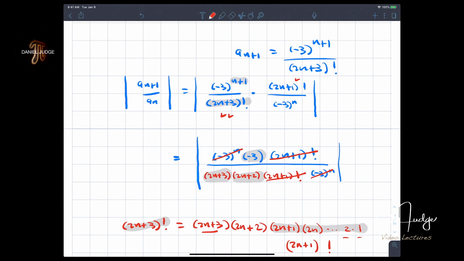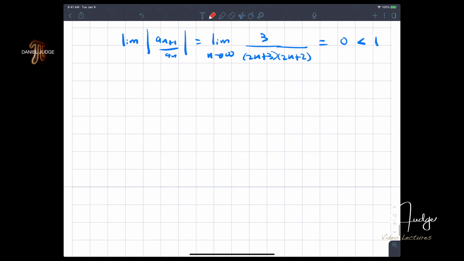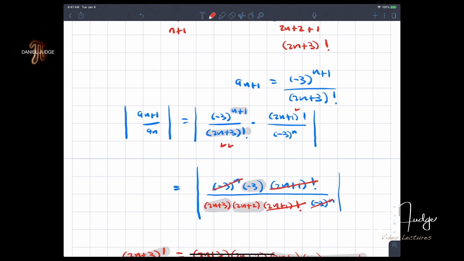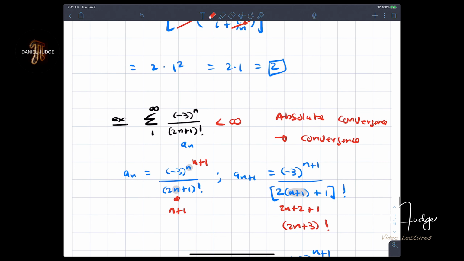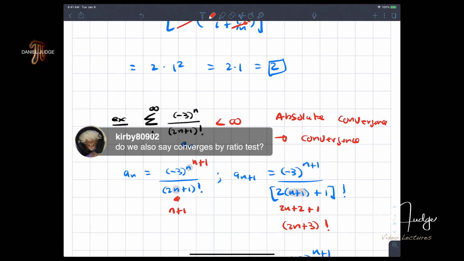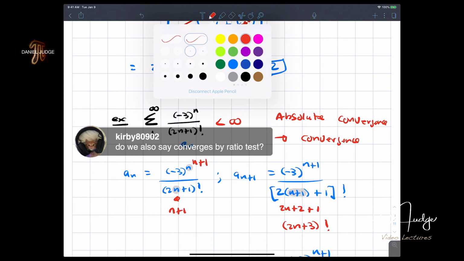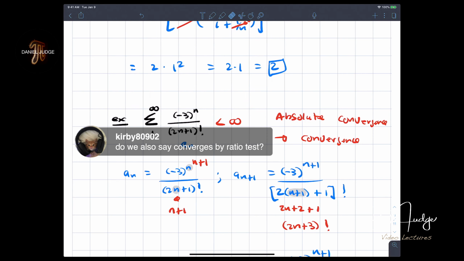And Kirby, let's see, where was the last part here? Here we go. Kirby, yeah, we also say converges, and this is by the ratio test. We got absolute convergence. Let's do this.